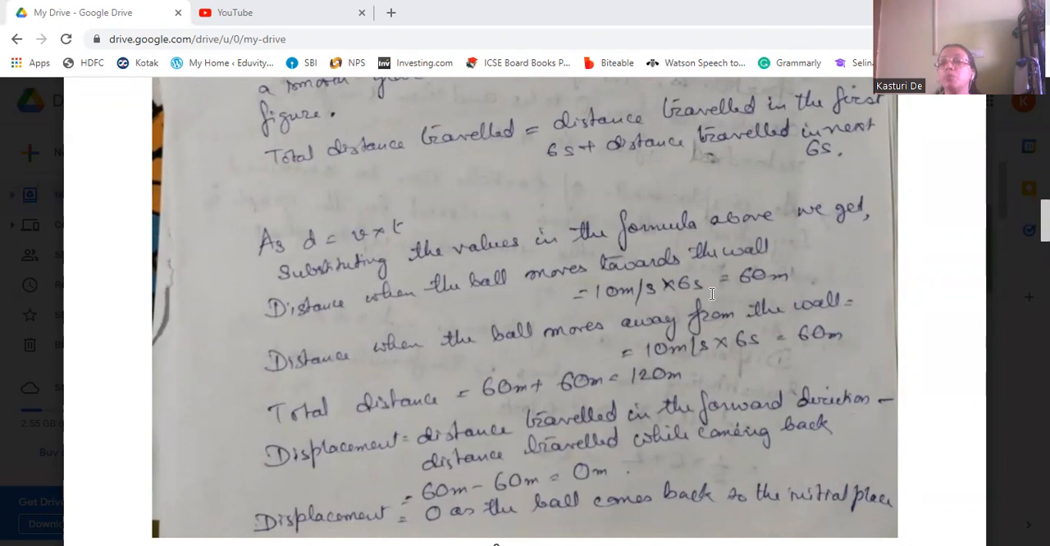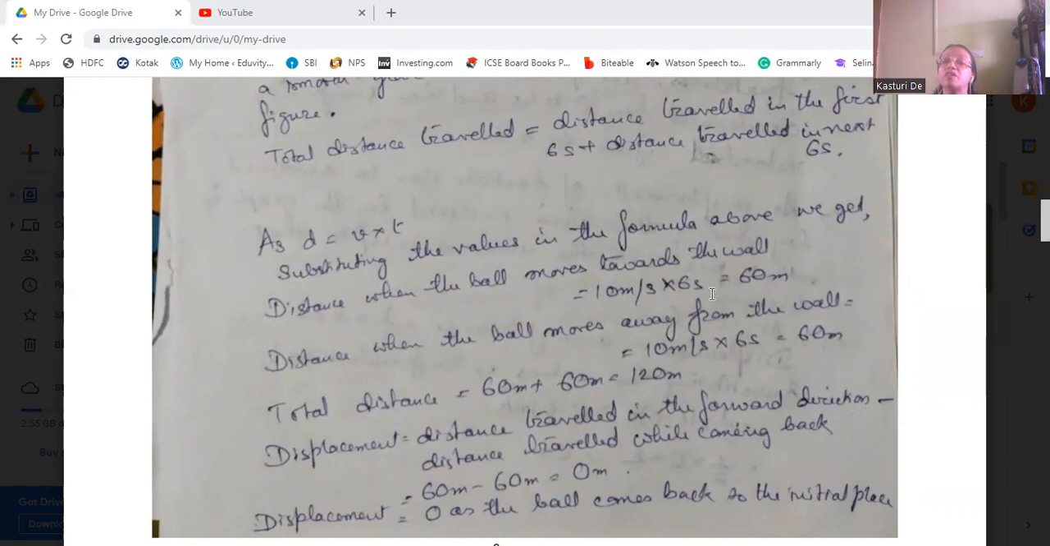Then distance when the ball is moving away from the wall: 10 into 6, that is 60 meters again. Distance will have no negative sign. Okay, if it was displacement, then it will have the negative sign. The total distance will be 60 plus 60, that's going to be 120 meters.